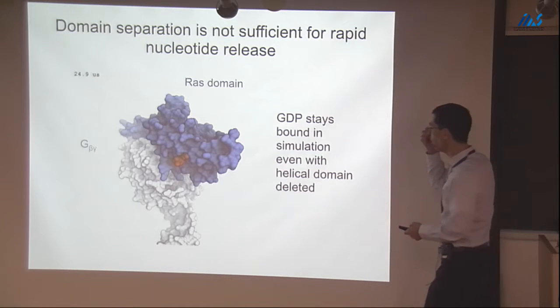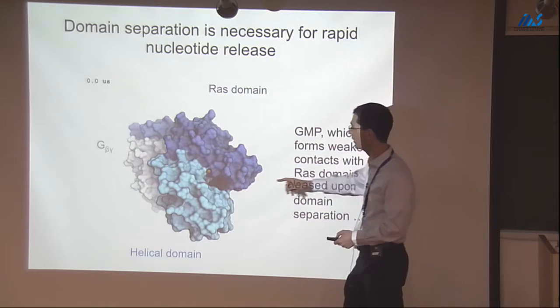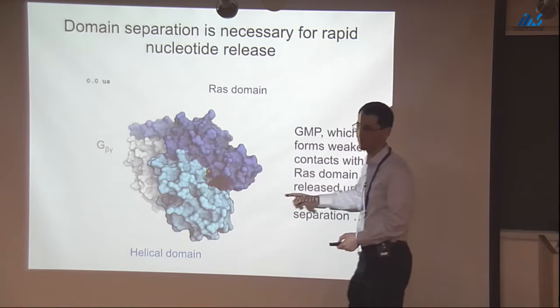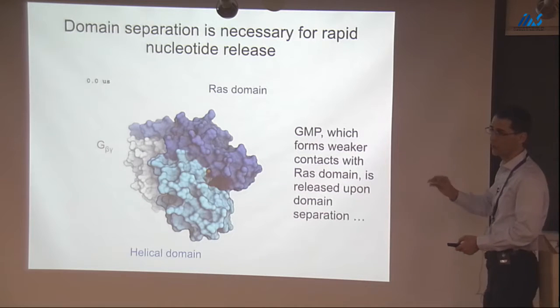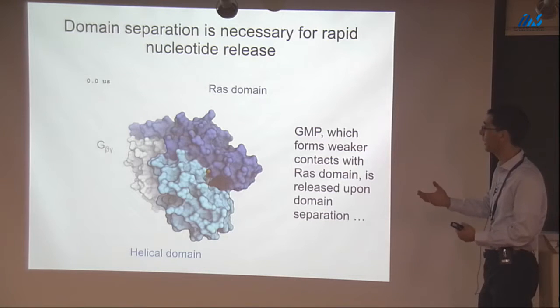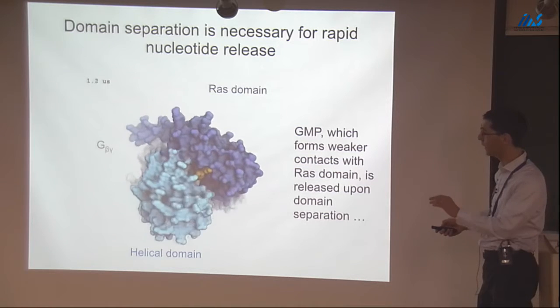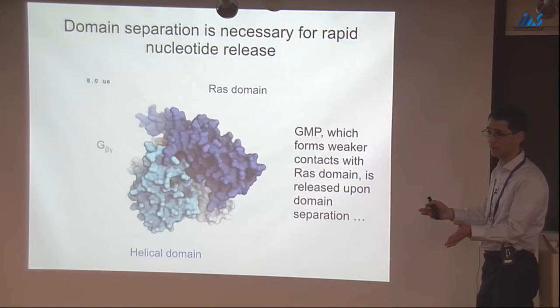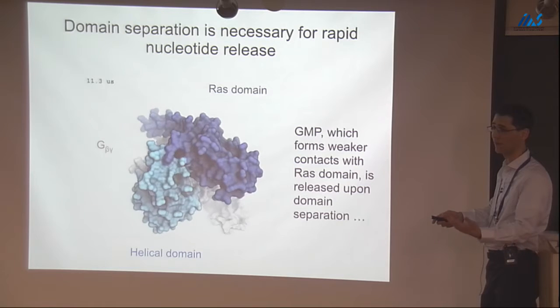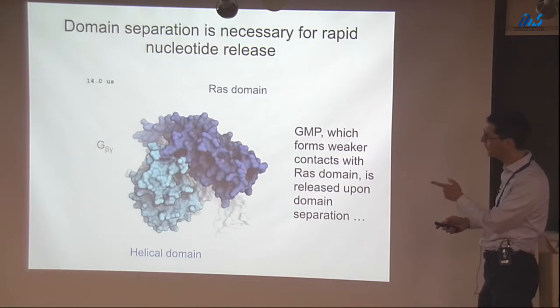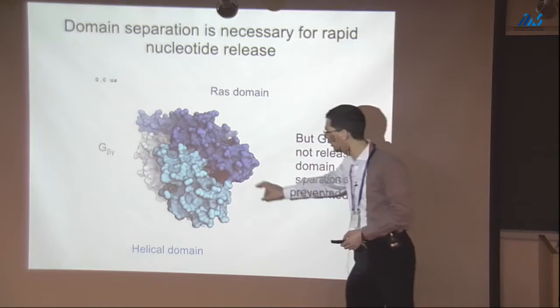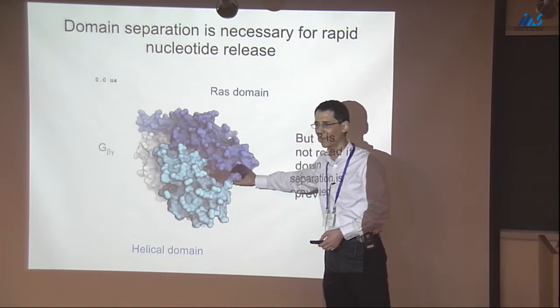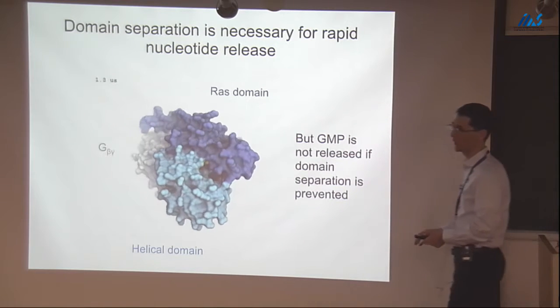Okay, so now, what if we reduce the affinity of the nucleotide to the Ras domain? One way to do that is to look at GMP instead of GDP. GMP is basically GDP with one phosphate group removed, and it forms fewer contacts with the Ras domain. When we simulate with that nucleotide, it in fact escapes. It escapes fairly quickly, but it always escapes after the opening takes place. So it appears that the spontaneous opening is necessary for release of the nucleotide. And in fact, if we do simulations just like this one, but where we artificially restrain these two domains so that they can't separate very much, then the GMP does not escape.